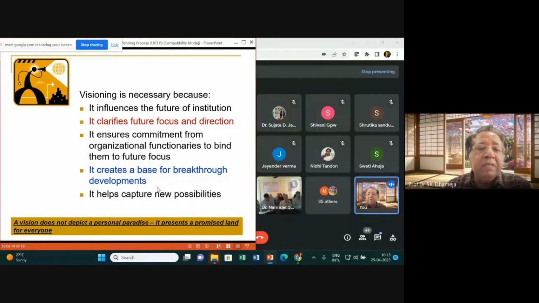A vision does not depict a personal paradise. It presents a promised land for everyone. It's not for the chief executive. A vision is not for the director or the principal. It is for all the stakeholders of that institution, which include the internal stakeholders, the faculty, staff, all the students, and external stakeholders, the parents, society, industry, world of work, everything. It is meant for everybody, not only for the principal, not only for the director.